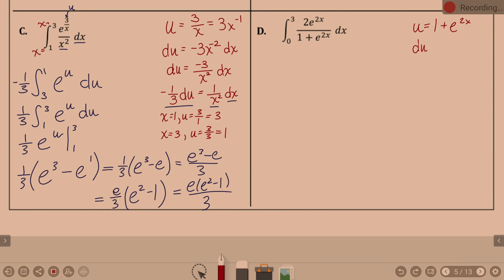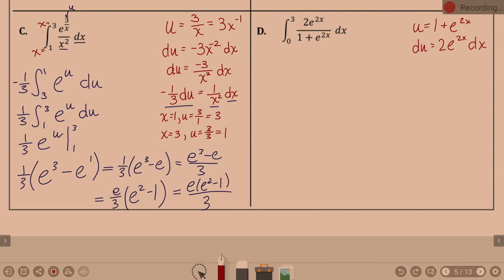So u is my denominator, 1 plus e to the 2x. du: the derivative of 1 is 0, and the derivative of e to the 2x is e to the 2x times the derivative of 2x, which is 2, times dx. So 2e to the 2x dx. Do we have matchy-matchy? Yes, 2e to the 2x is there.